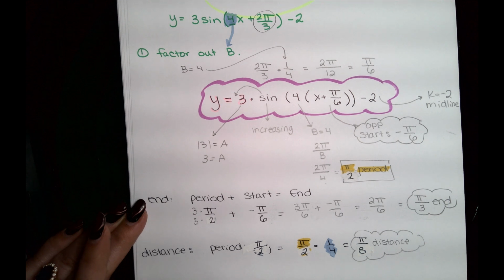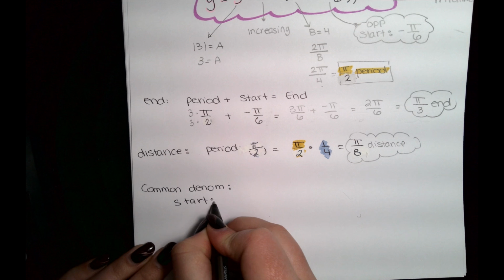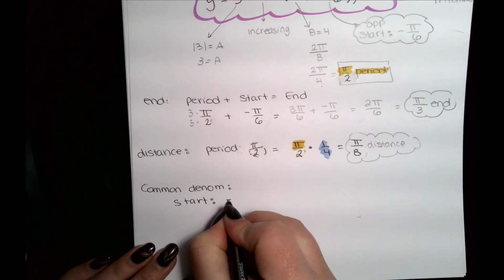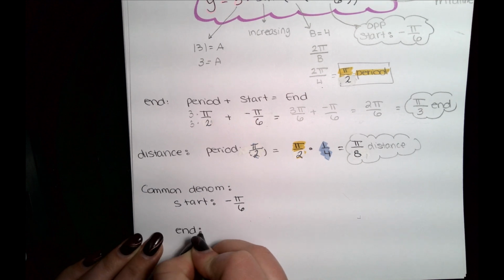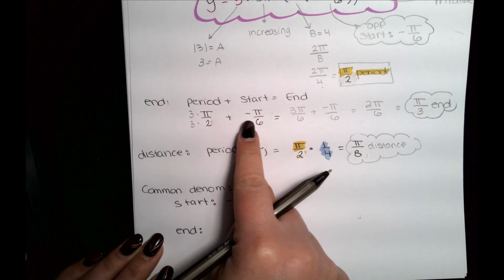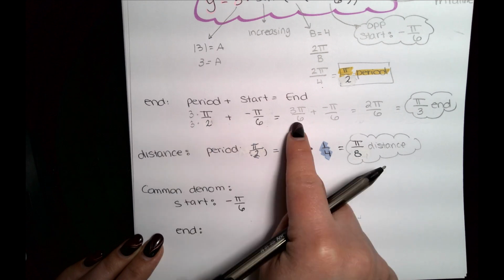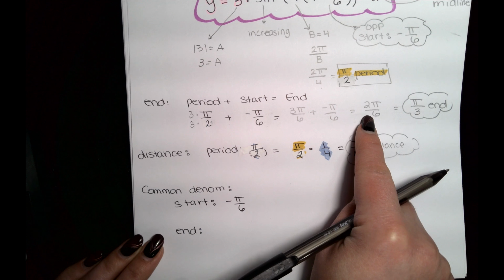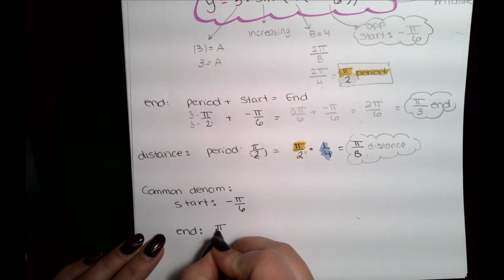Our start, oh, you can't see that, I apologize. Our start, where was our start? Opposite of what we see, negative pi sixths. Our end was pi halves plus negative pi sixths. Common denominators, I'm saying this out loud just to double check my work. Minus 1 gives me 2/6. So I can technically write a 2 pi sixths here, but I'm just going to do pi thirds.